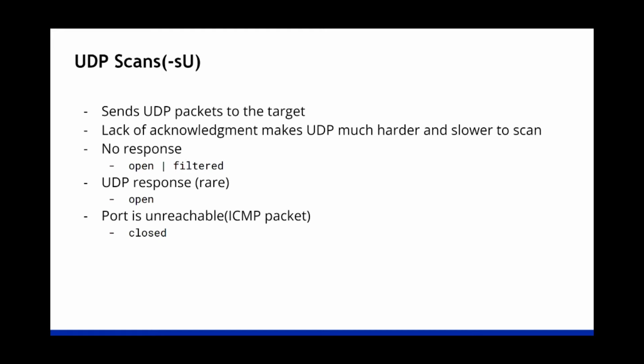And if the port is unreachable, you actually get an ICMP packet, basically an error message saying the port is unreachable. So this port is going to be marked closed, and then you move on. Since you do this twice for each port, and you wait for a long time to make sure that you don't get a response back, this scan is significantly slower than TCP.